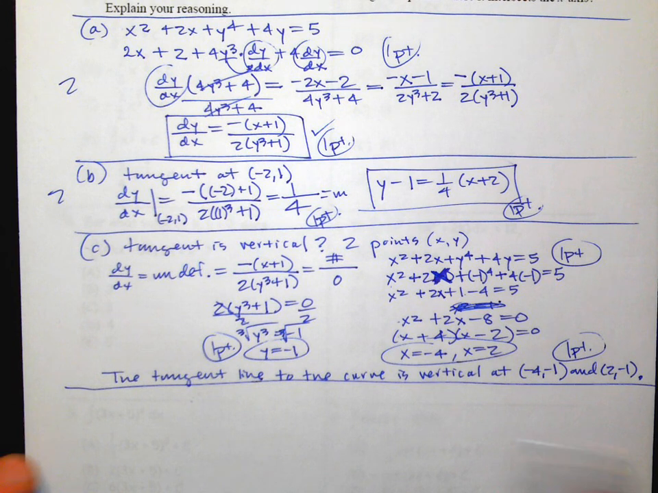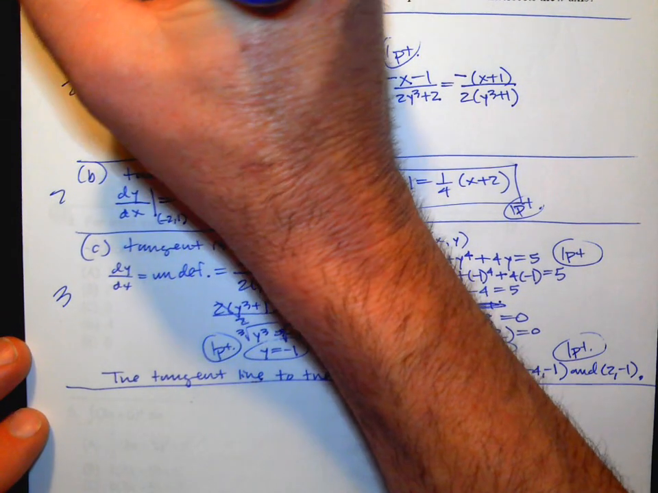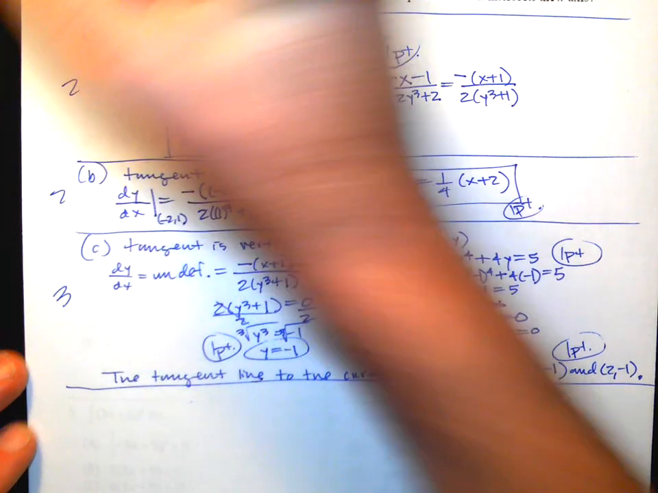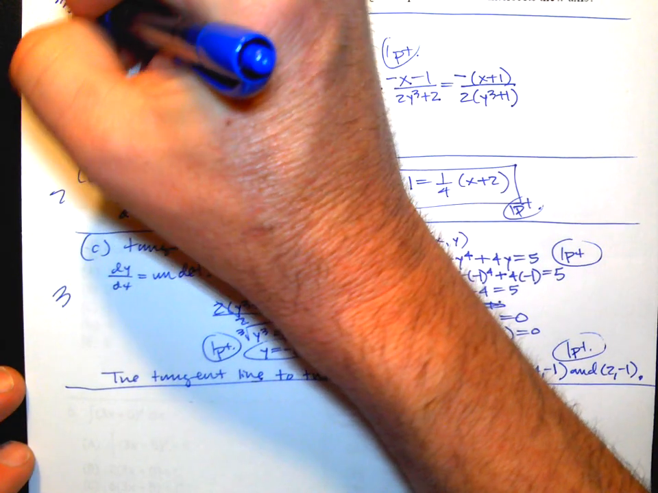So I think that's the 3 points. We're up to 7. So the last one's got to be 2 points, right?